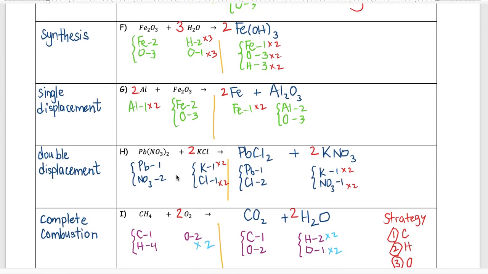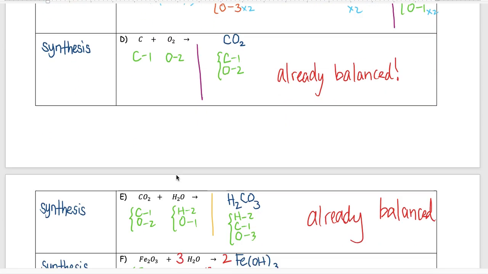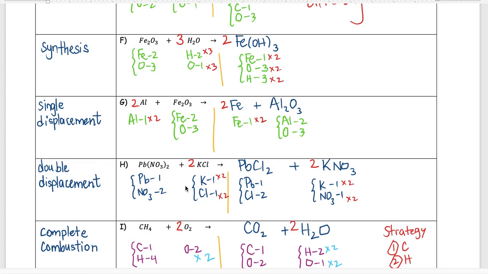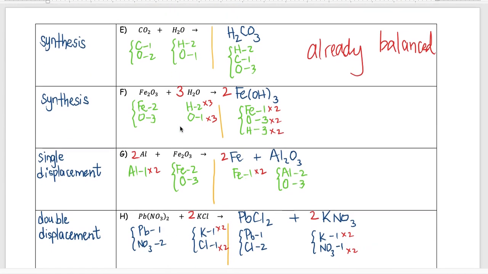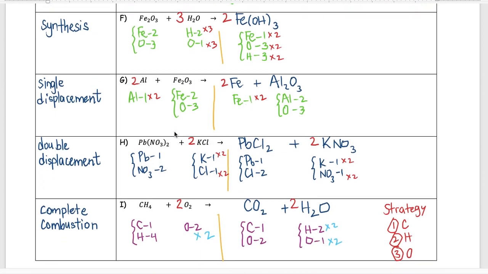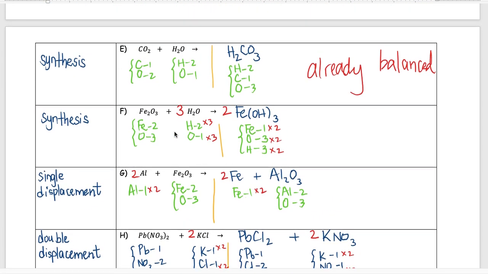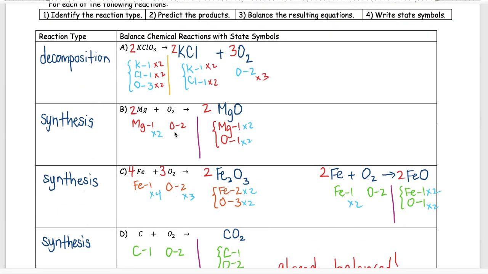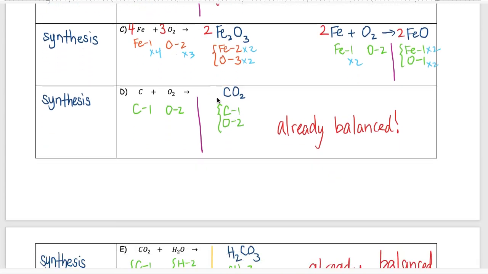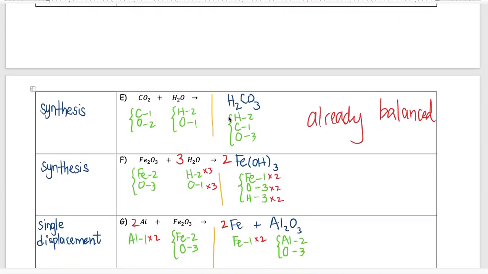Okay, and sometimes you're going to have polyatomic ions come out on the other side, but sometimes they will just be broken apart. So, for example, like the chlorate was broken apart. So just be ready to count them in pieces if that's the case.